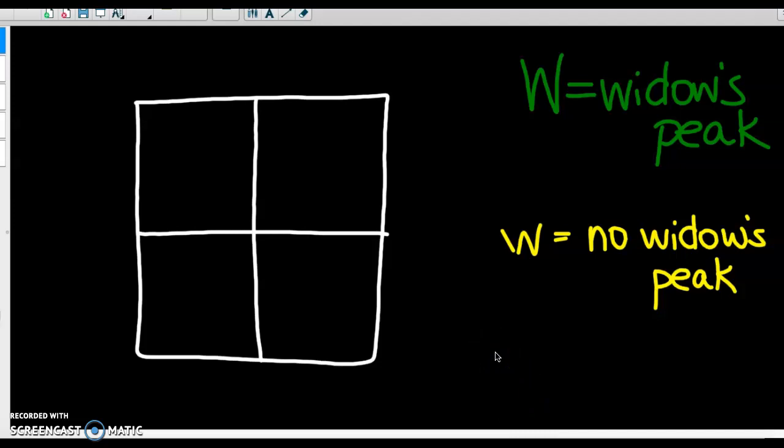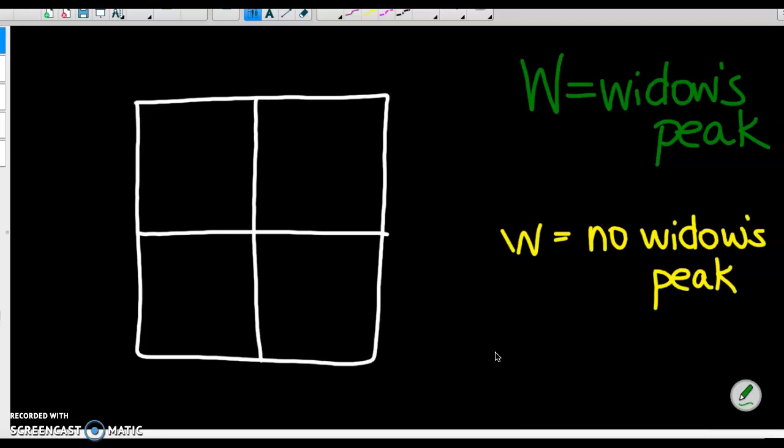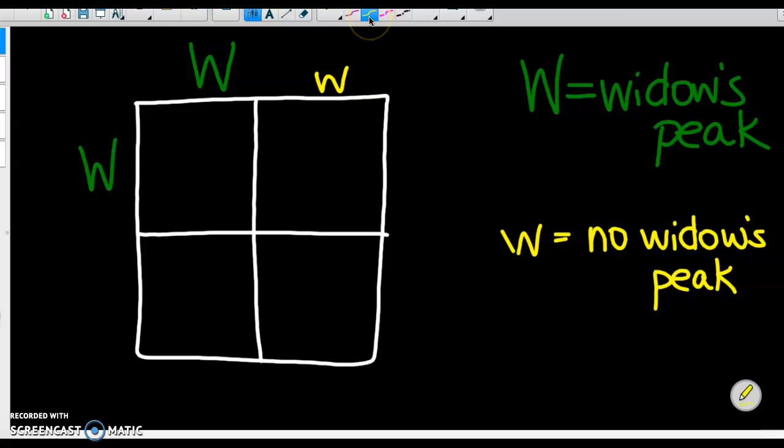Okay, so looking at our widow's peak, I did it in 2 different colors this time because capital W and lowercase w are hard to see the difference. Capital W is our widow's peak and lowercase w is our no widow's peak. So we're going to fill out our Punnett square. We know because there is a child with no widow's peak, they must have had a dominant and a recessive. So that means we're going to have dominant and then recessive and then dominant and then recessive.